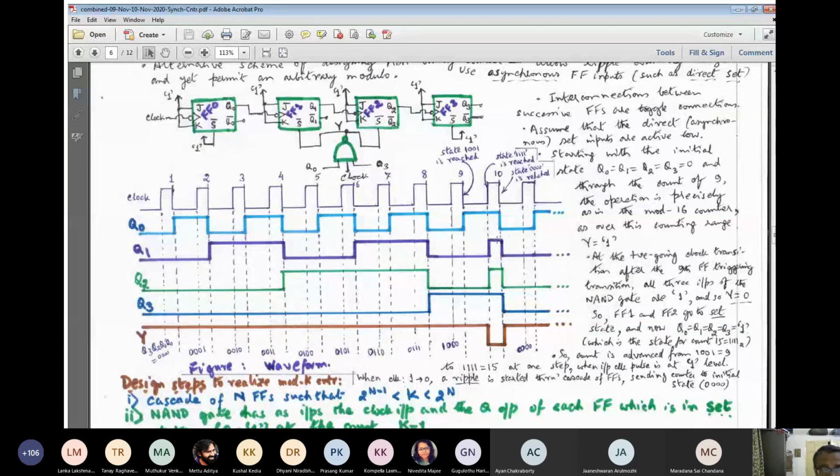So decoding of the states of the counter is of utmost importance, as we have noted earlier. Here also it may be necessary to read the all-one state.